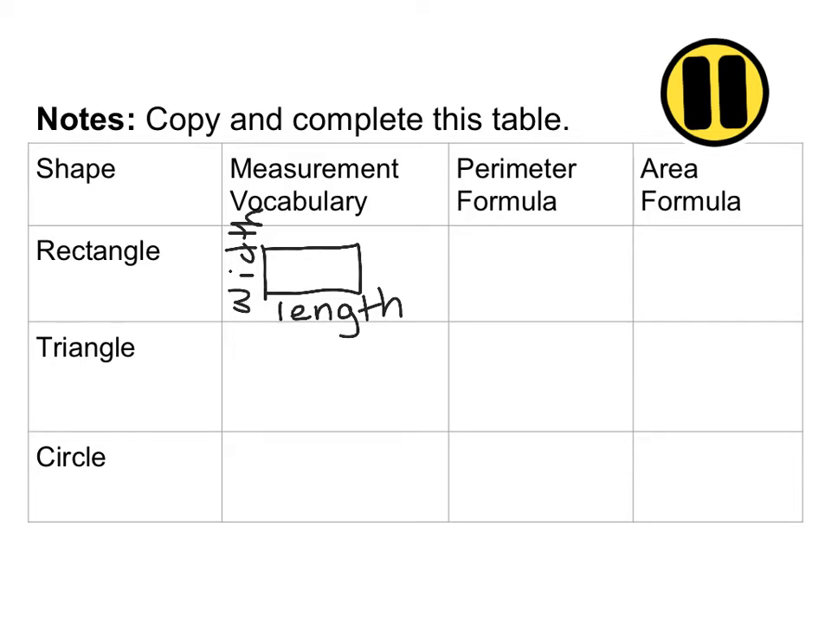So then we can use W for width and L for length. So then our perimeter formula would be 2W plus 2L. Because if you take the length and double it, and you take the width and double it, and add them together, that'll give you the perimeter. And then area is just length times width. Now you try and do it for triangles and circles. See how much you can remember from last year.